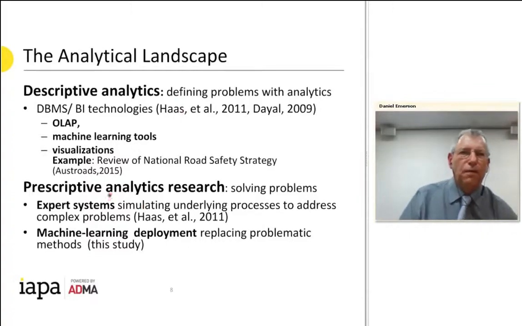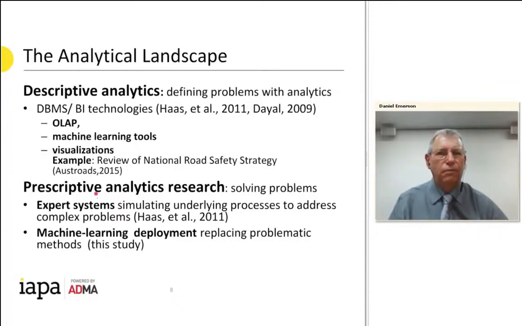However, the movement of our research is to go into prescriptive analytics that actually gives us solutions to the problems. And at the moment, from Hass's paper, there are the expert systems, which are human devised models, and we're looking at moving into empirical machine learning deployments, replacing or working with expert systems to overcome some of the problems that they face.